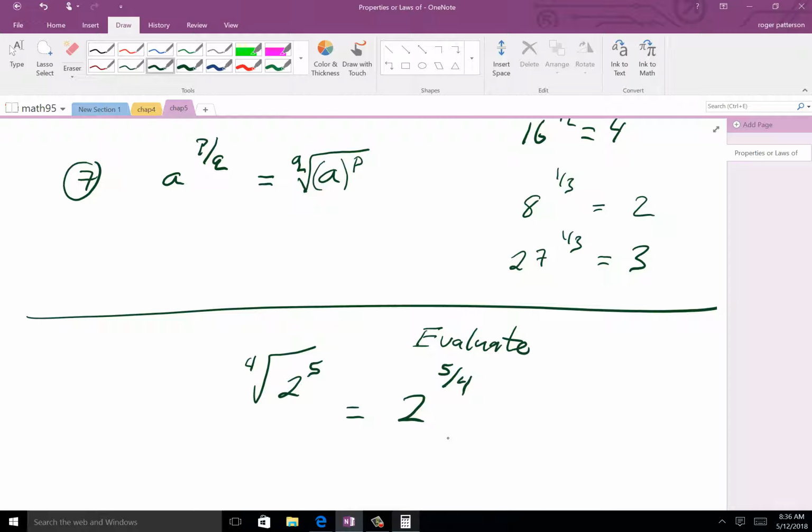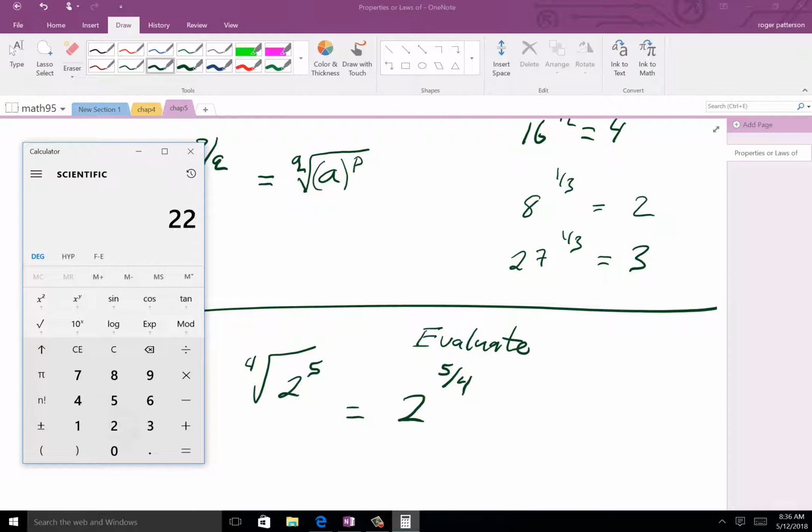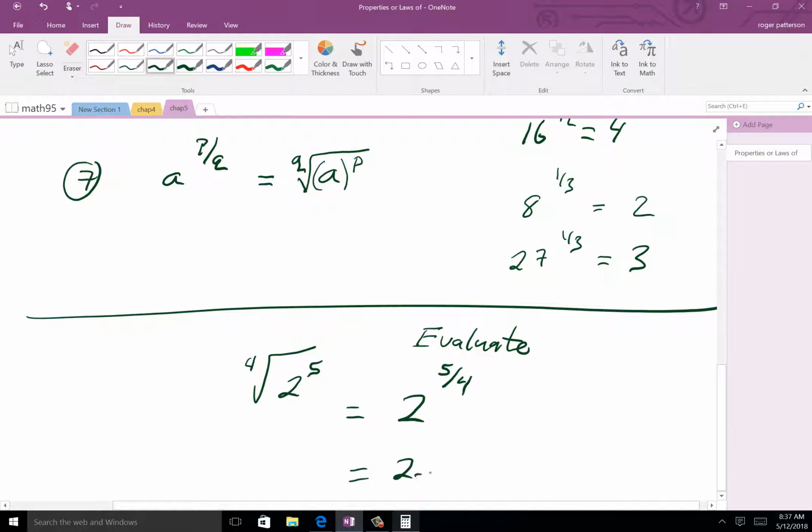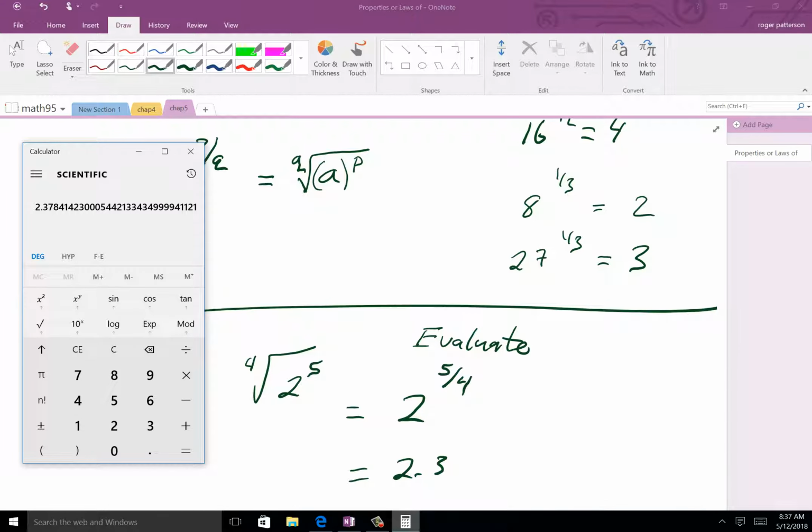So now I can use my calculator to figure that out. 2 to the parentheses 5 divided by 4 parentheses equals 2.37841. It goes on forever.